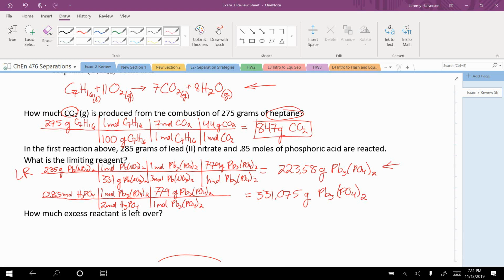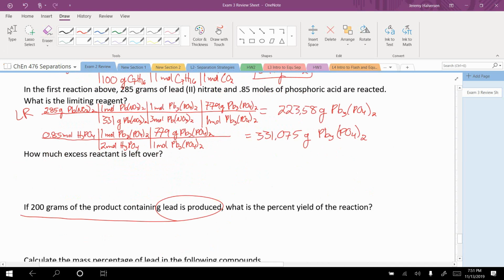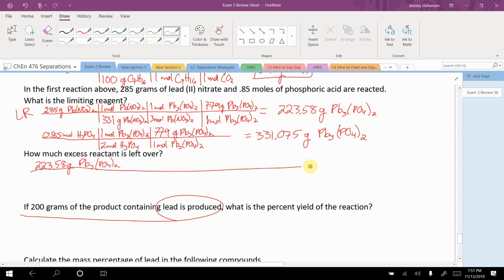So what do I have left? Still have the other one sitting around. So let's figure out how much of it is sitting around. Again, there's lots of ways to do this. Do whatever works for you. What works for me is to say, I know that I made 223.58 grams of Pb3(PO4)2. That's how much I actually made.